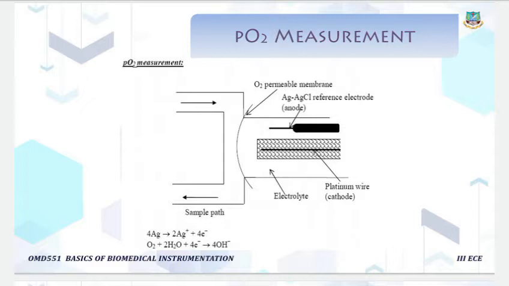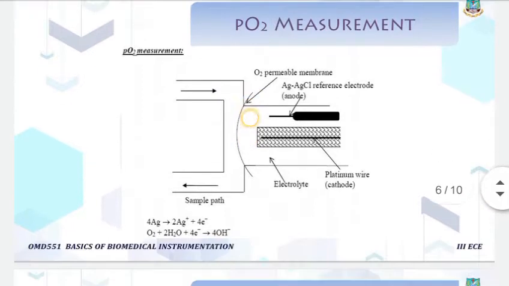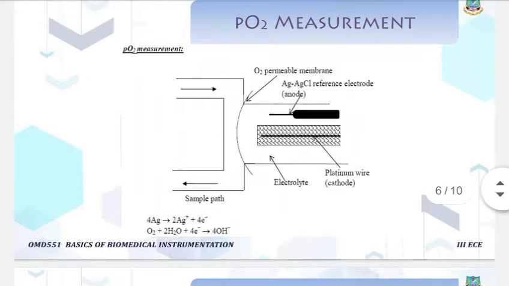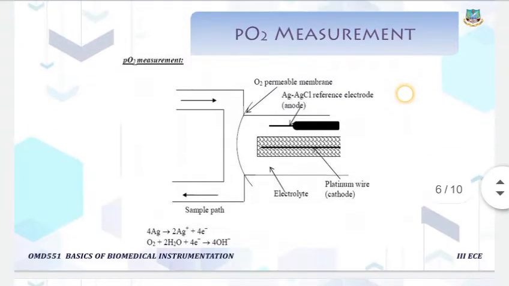Both of these are placed in an electrolyte solution, and it is separated from the sample by an oxygen permeable membrane. This is the permeable membrane. So this is immersed in the electrolyte, and it is closed by an oxygen permeable membrane.